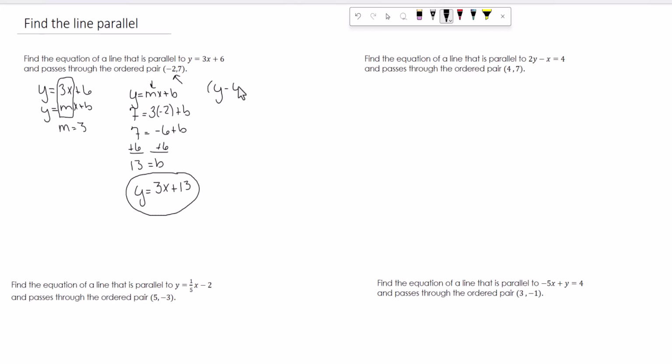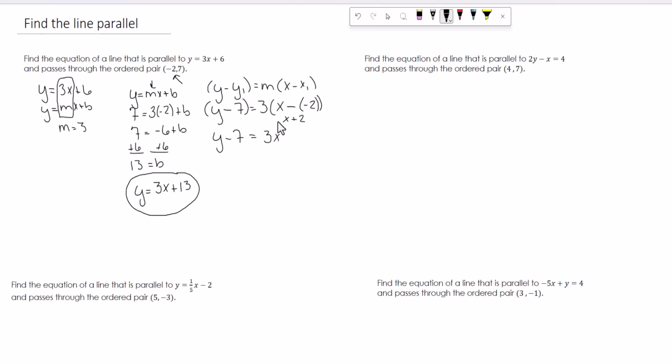y minus y1 equals m times x minus x1. Let's fill in what we know. The first y stays there, but y1, that's 7, equals, our slope is 3. The first x stays there, minus, and our x is -2. Now we just have to simplify. y minus 7 equals, well, first of all, we know this is x plus 2. And then I'm going to use the distributive property.